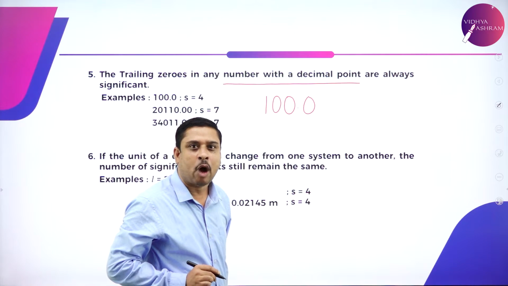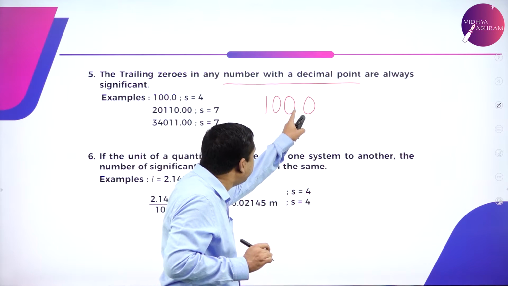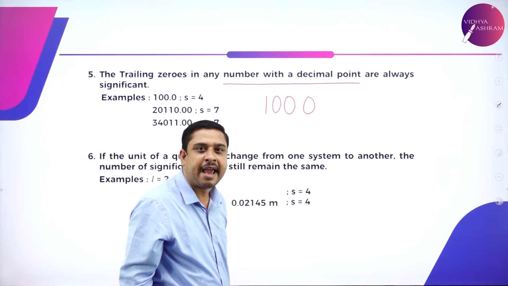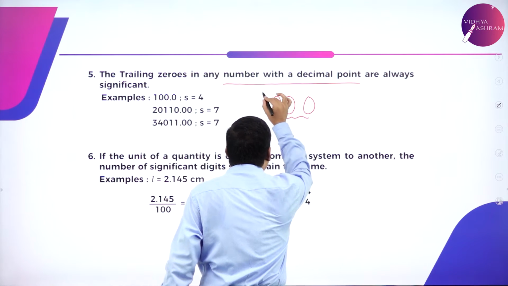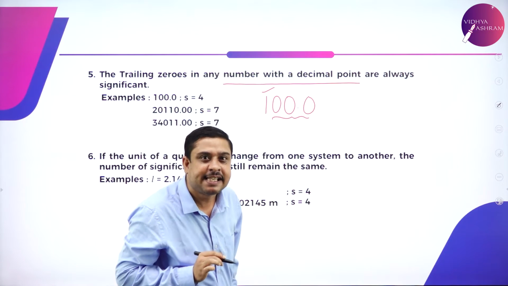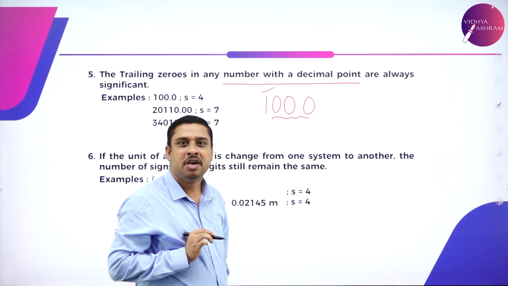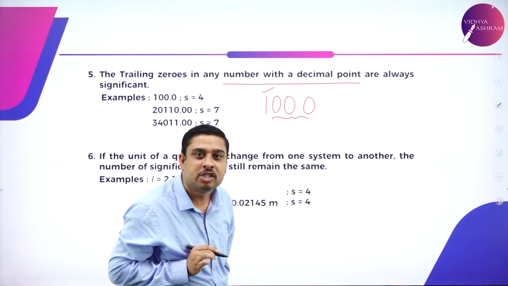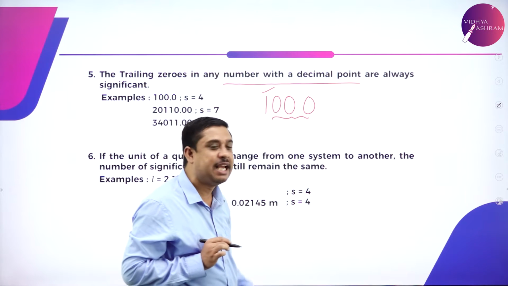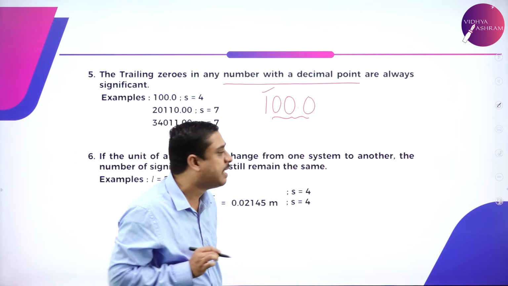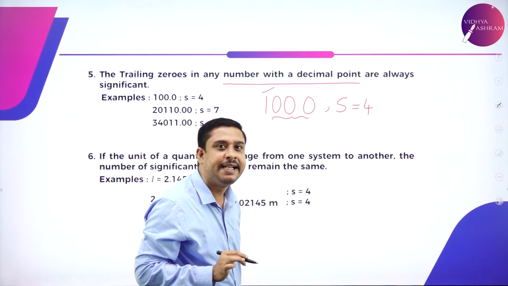For example, consider the number 100.0. Now, this is a number with a decimal point. So very clearly I have shown a decimal point. How many zeros follow 1 here? 3 zeros, sir. Are they significant now? Yes. Why? Because there is a decimal point. So any number of zeros following a non-zero digit with a decimal are always significant. And therefore I write here there are 4 significant digits.